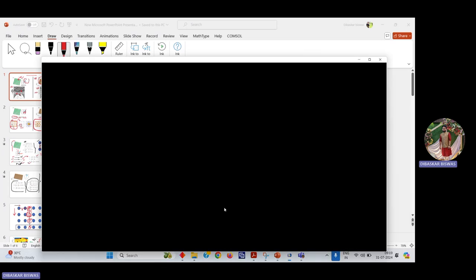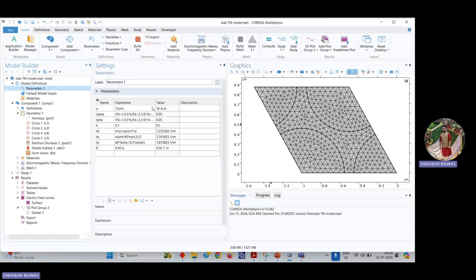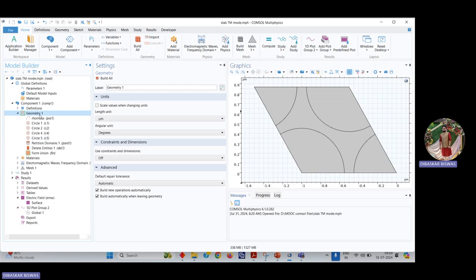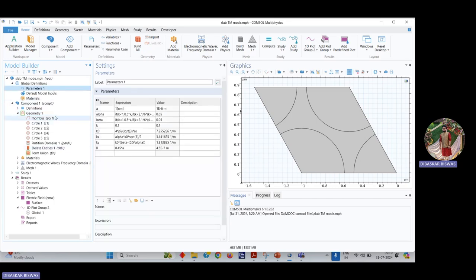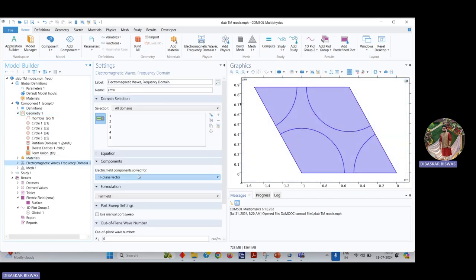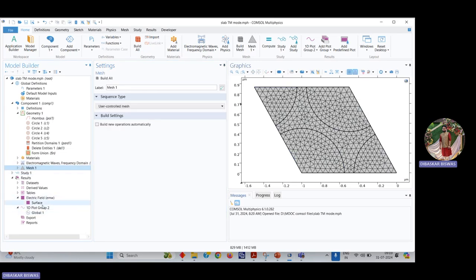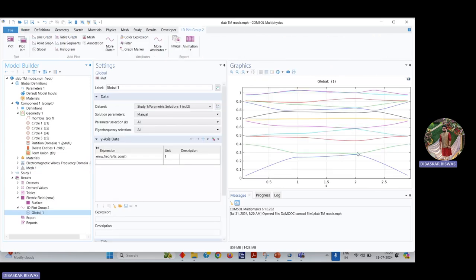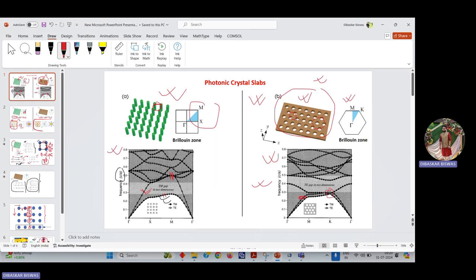if you go here, this is the exact structure that we have actually designed earlier in lecture 14 itself. So I won't be going into details on this geometry here. You define all the parameters here, and after you define the geometry, then material, and then electromagnetic waves, you keep out of plane because it is the TM mode. Then you select build mesh, and after you click compute, you get this kind of band structure. For the TM mode, you see the first two bands are actually meeting. So you go again here, see, for the TM modes, the first two bands are meeting. So we are not getting any band gap. We are getting a band gap for the TE mode.